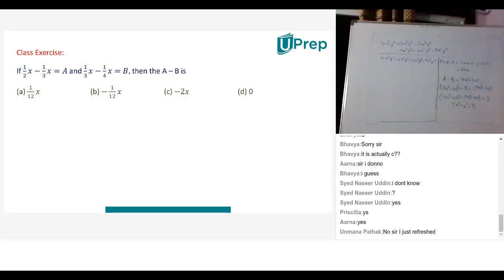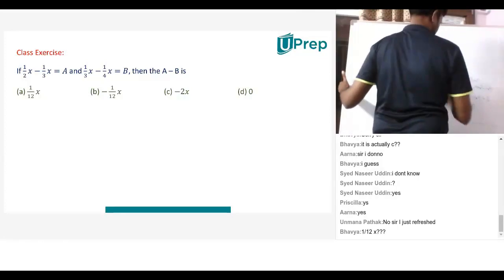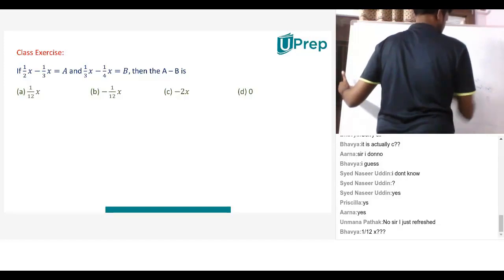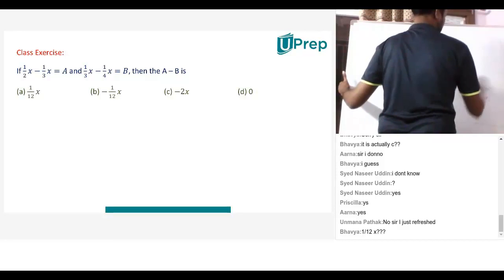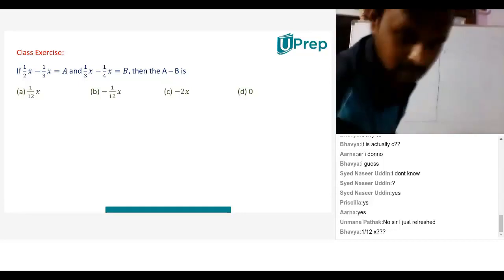Children, try this. Unmana, yes. You wanted to say something? 1/12x. Children, any other answer? So A is x/2 - x/3, and B is x/3 - x/4. So A minus B is, so this can be written as what? x/2. Here I have -x/3 - x/3, so this is -2x/3, and I have x/4.